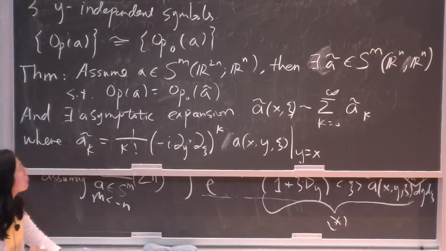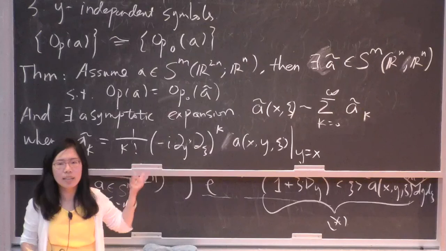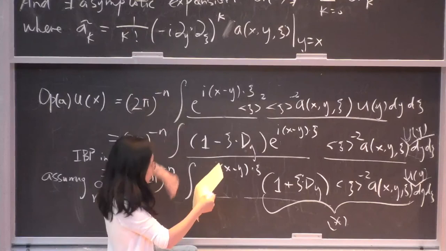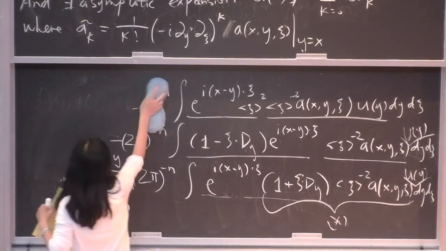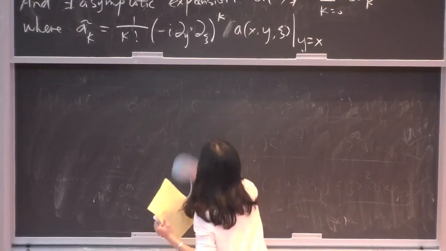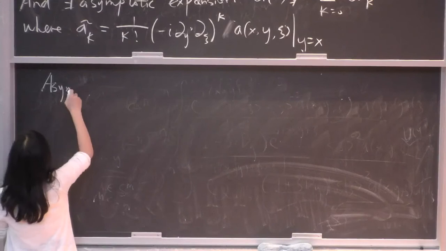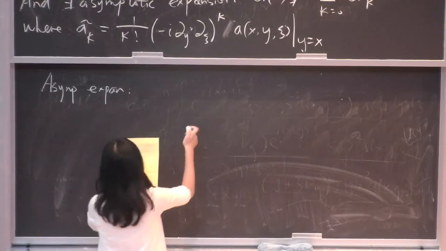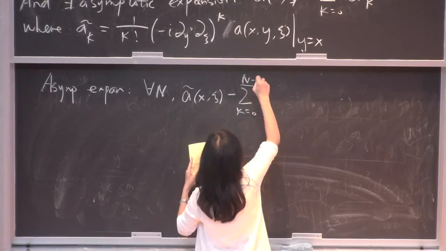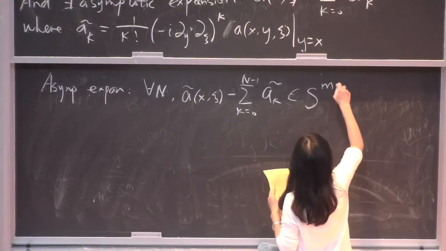So first of all, this dy dot d psi just means, again, in the inner product form, the sum of dyj d psij. And you keep applying that, you get this. Let me say a few words. First of all, this is an asymptotic expansion in the sense that it's not in the usual convergent series. This is very common in this business. What this means is that for any integer n, this A tilde(x, psi) minus the first n terms, k from 0 to n minus 1, of A tilde_k is going to be in a better symbol class. In the correct symbol class, it's going to be S to the m minus n.